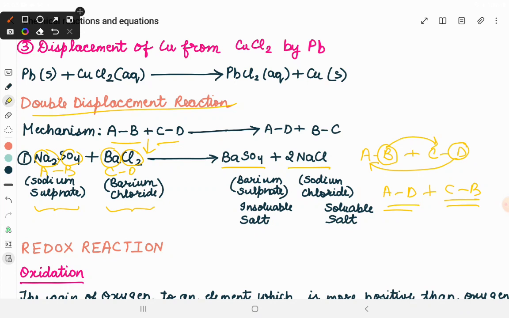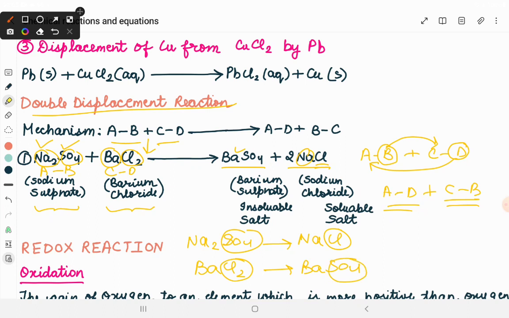On reacting them we got barium sulfate. Here we know that sodium had the sulfate, but now barium has the sulfate, meaning barium exchanged the sulfate of sodium and sodium exchanged the chloride of barium. So from Na2SO4 it turned to NaCl, and similarly from BaCl2 it turned to BaSO4. You see these anionic portions have been exchanged. So this is the thing.